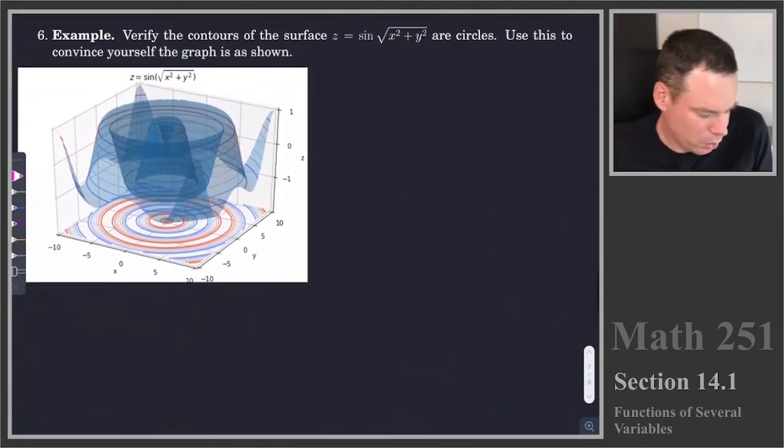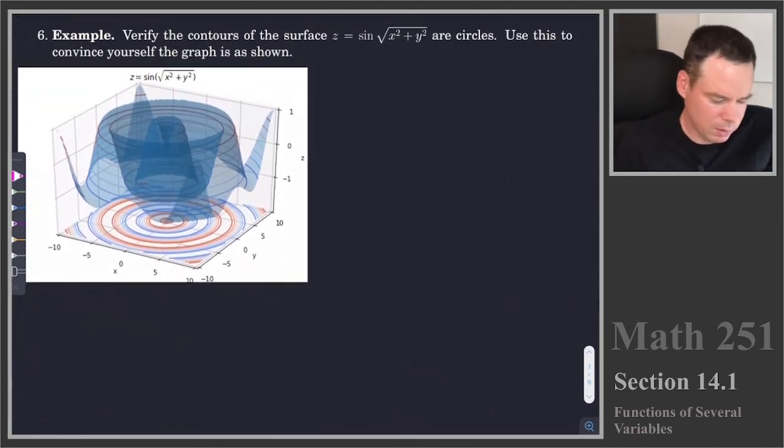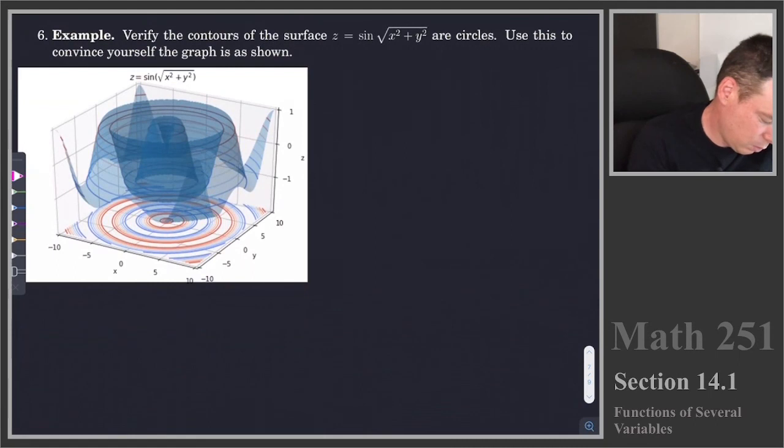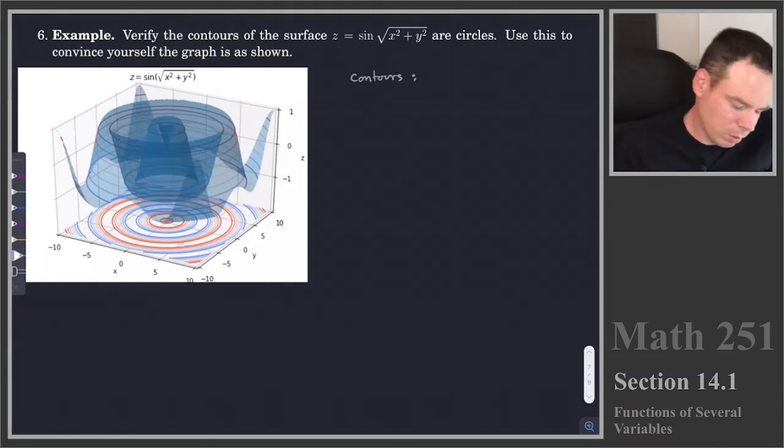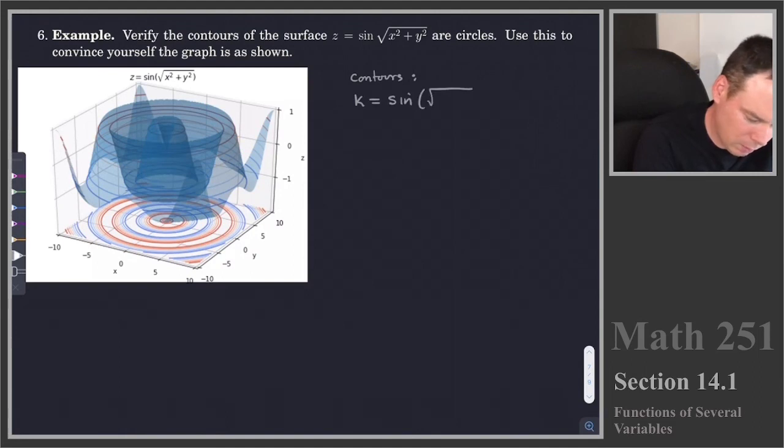Verify that the contours of the surface z equals sine of the square root of x squared plus y squared are circles, and then use this to convince yourself of the graph as shown. Okay, so I want to verify that the contours of this surface are circles. How do we do that? Well, the contours, or in other words, the level curves that we're interested in, are going to be of the form k is equal to sine of the square root of x squared plus y squared.